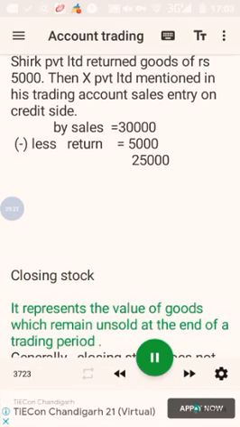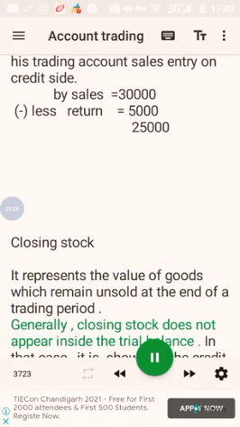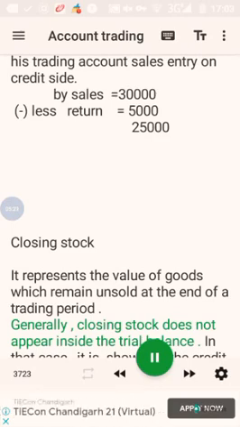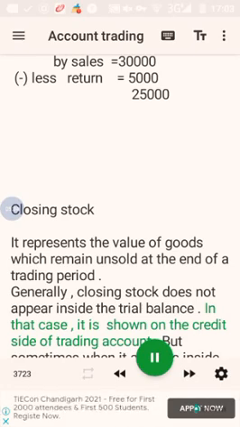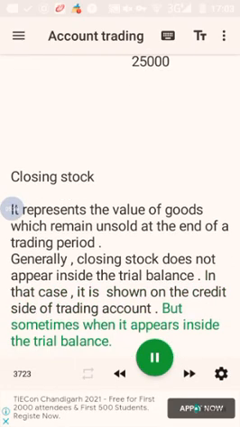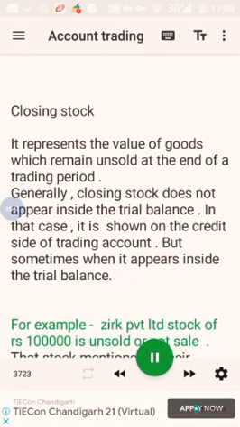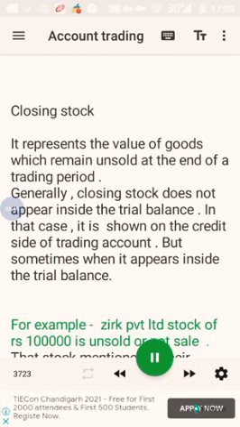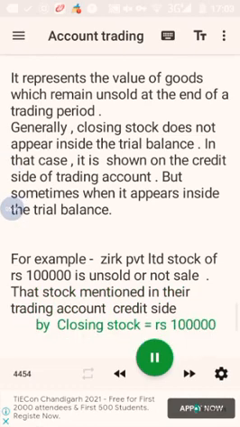Closing stock. It represents the value of goods which remain unsold at the end of a trading period. Generally, closing stock does not appear inside the trial balance. In that case, it is shown on the credit side of trading account. But sometimes it appears inside the trial balance. For example, Zirk Private Limited has stock of 100,000 rupees unsold. That stock is mentioned in their trading account credit side: by closing stock equals 100,000 rupees.